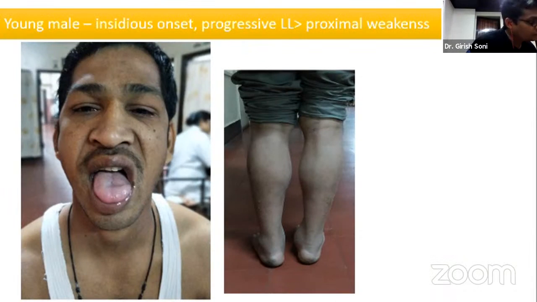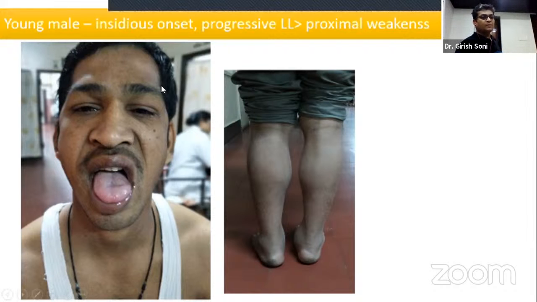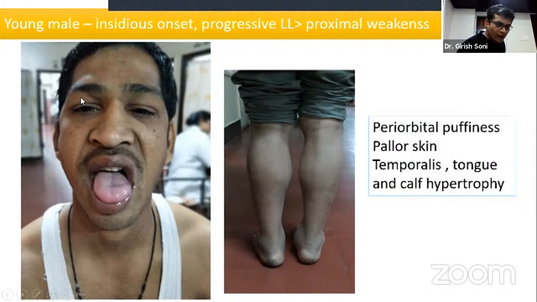I think in the last few videos, this young male patient presented with a 1.5 to 2 year history of progressive lower limb weakness followed by upper limb weakness, and on clinical examination, typically he has periorbital puffiness. If you look at the temporalis muscle, I think you can appreciate some hypertrophy of the temporalis muscle. And there is indentation of the teeth over the lateral border of the tongue, indicating macroglossia.